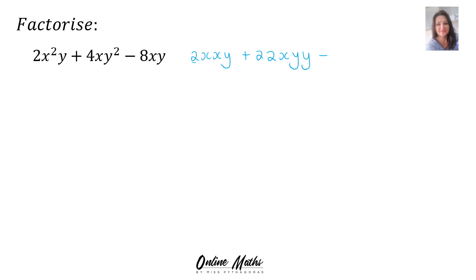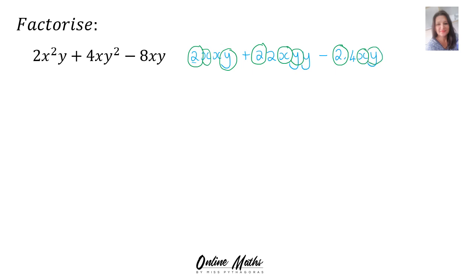minus, and then 8 I can write as 1 times 8, or I can write it as 2 times 4 times x times y. Now I can take out the highest common factor, always the highest common factor. So let's see. There's a 2, there's a 2, and there's a 2 that I can take out. And then there's an x, there's an x, and there's an x. And then lastly, there's a y, there's a y, and there's a y.